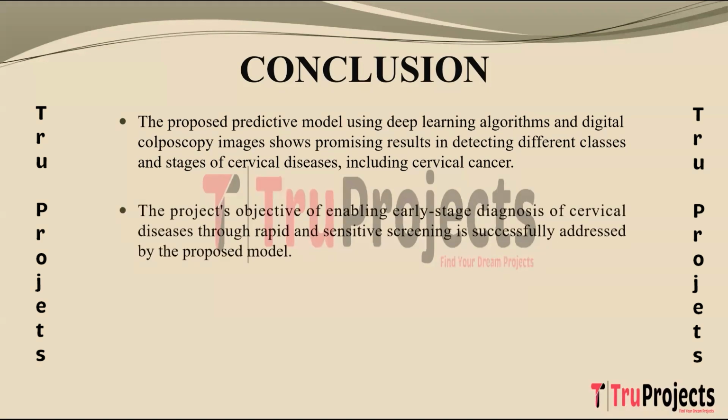The primary aim of the project is to facilitate early stage identification of cervical diseases, a critical factor in improving treatment outcomes. The developed model effectively fulfills this objective by rapidly and sensitively screening digital colposcopy images. Its ability to detect diseases at early stages contributes significantly to timely intervention and treatment.